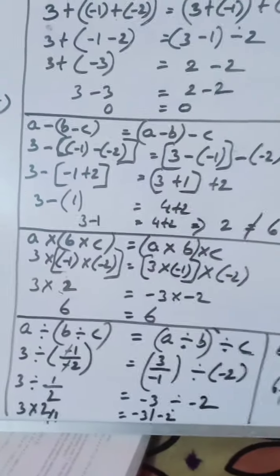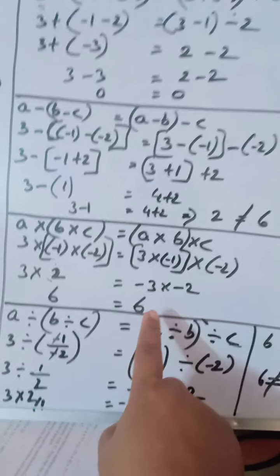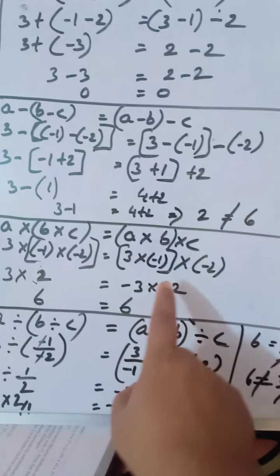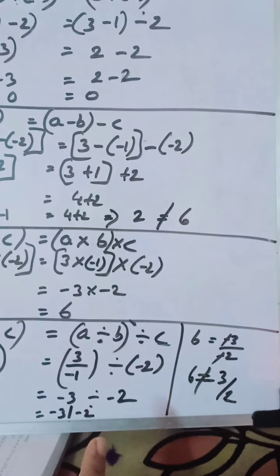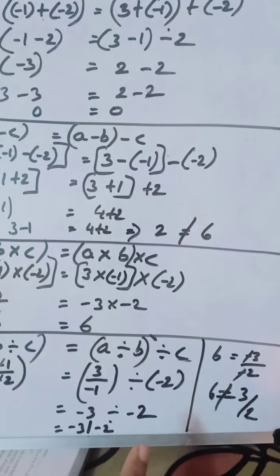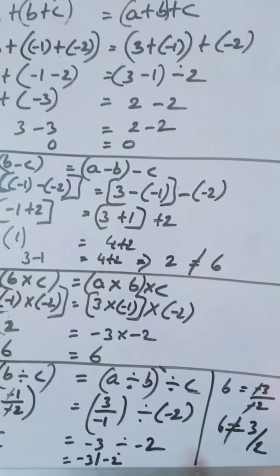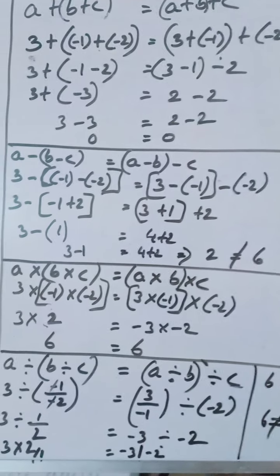And in the case of multiplication, both the answers are the same. So multiplication is associative. In the case of division, it is not equal. So division is not associative. You try this and check it. Clear, children? Thank you.